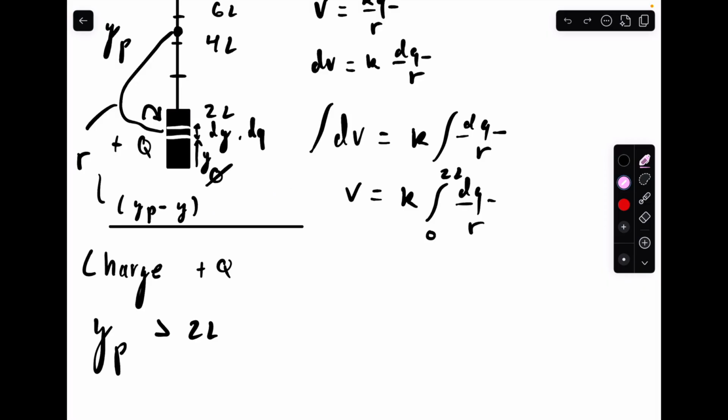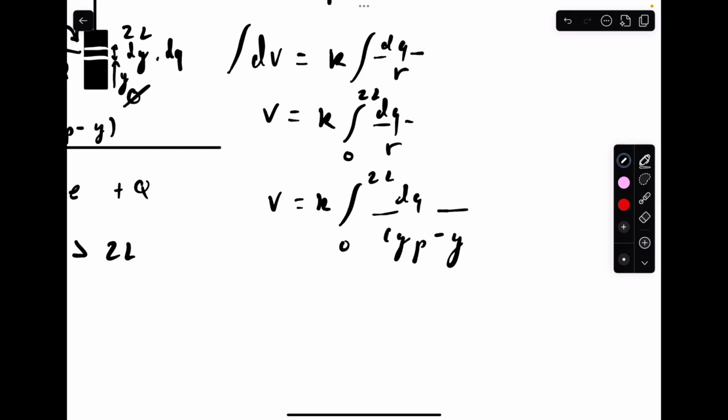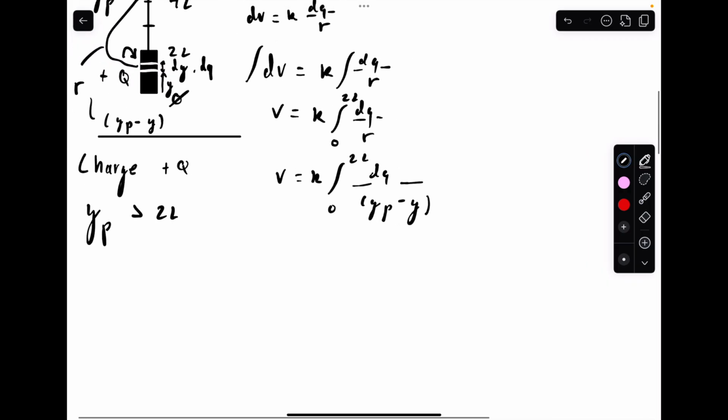Now we're just going to sub in that r equation with our bounds of integration. It'll be from 0 to 2L of dq over yp minus y. And now you might be thinking, well, I have y, which will vary as the integral proceeds from 0 to 2L, but I have dq.